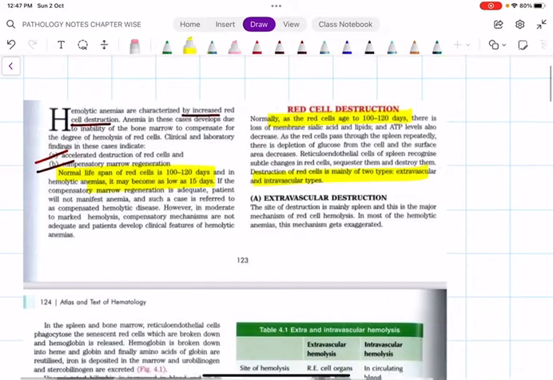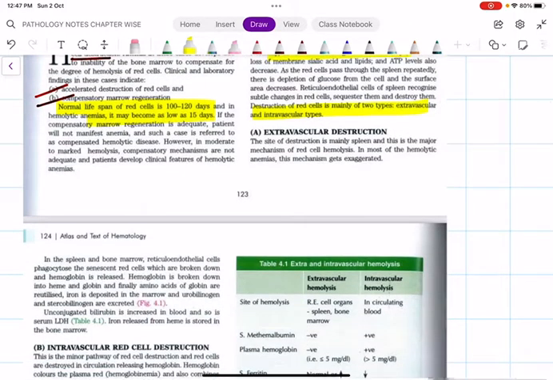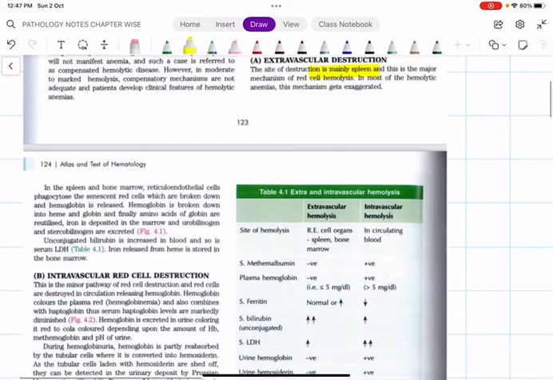Now let us see extravascular destruction. Extravascular destruction means outside the blood vessel. So what is the most common site? The answer is spleen. That is why the spleen is called the graveyard of RBC. Of course, in the bone marrow also, there is the reticuloendothelial system; earlier we used to say reticuloendothelial system, now it is called the mononuclear phagocytic system, which includes the spleen and bone marrow. It will phagocytose the fragmented or senescent, very old RBCs, and the hemoglobin will be released.